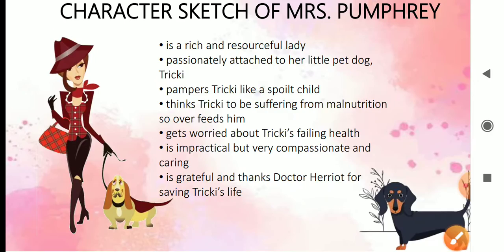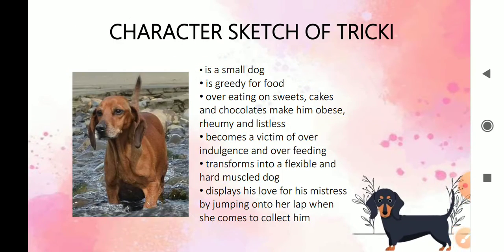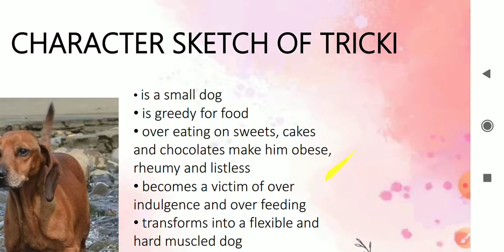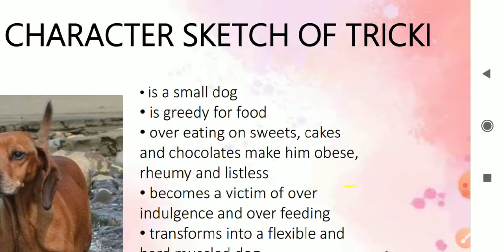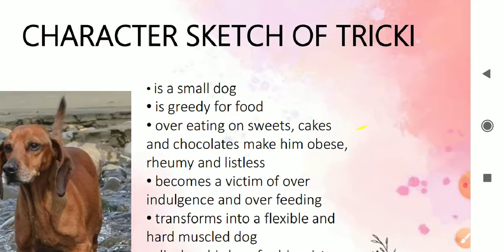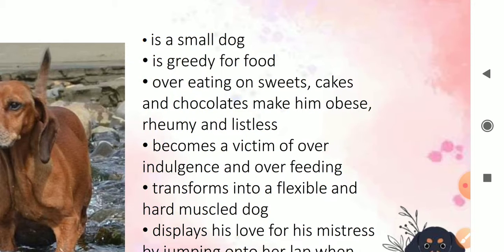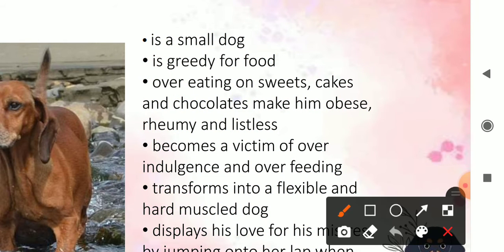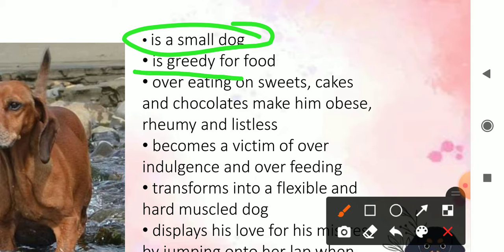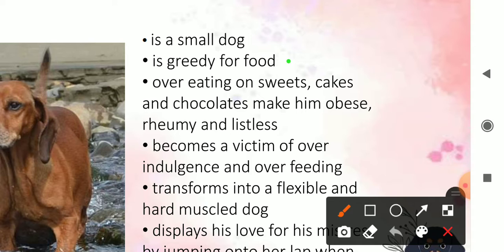Now, after knowing about Mrs. Pomfrey, let's come to know about Tricky, the character sketch of Tricky. You already know Tricky is a small dog. It's a dog who loves eating, a dog who was greedy for food. Tricky loves eating and keeps eating.